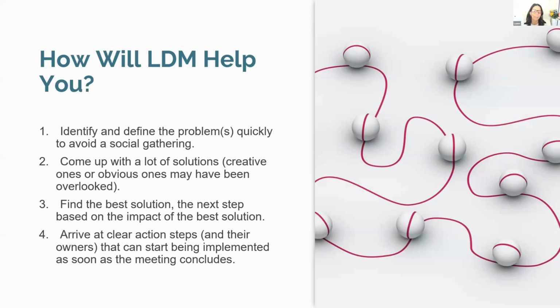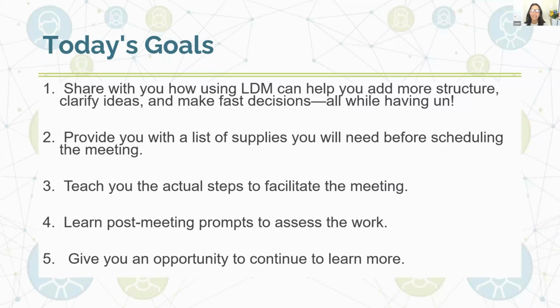All right, next slide. So for today's goals, I'm going to share with you how using lightning decision making can help you add more structure, clarify ideas, and make fast decisions, all while you're having fun. And I've got the letter F in there, which is funny. Two, to provide you a list of supplies you'll need before scheduling the meeting, the things you already have in your office. To teach you the actual steps to facilitate the meeting. And I will teach you post-meeting prompts to assess the work. And I will also give you an opportunity at the end of this to continue to learn more.